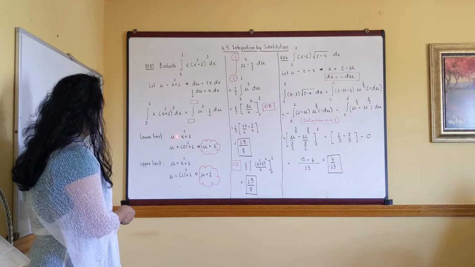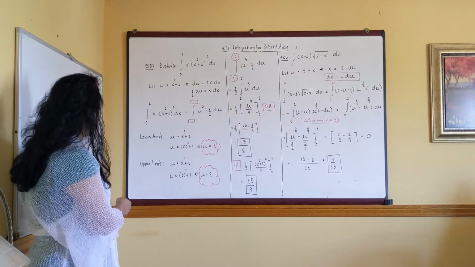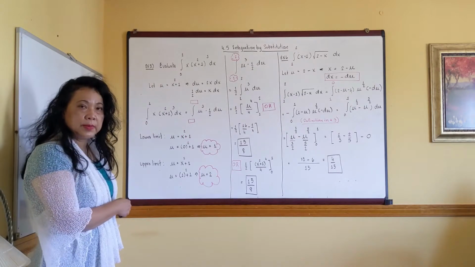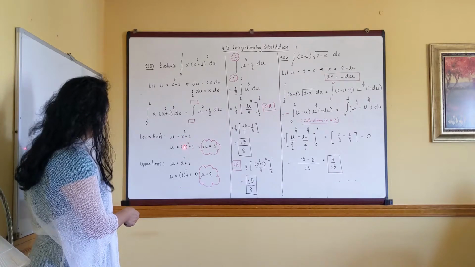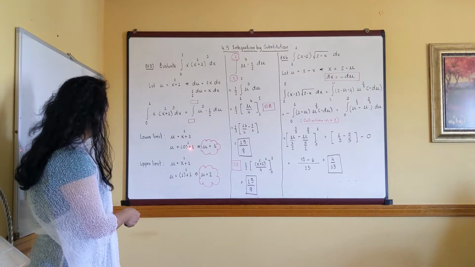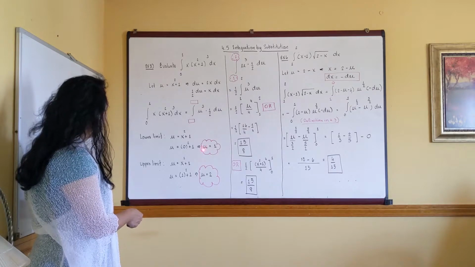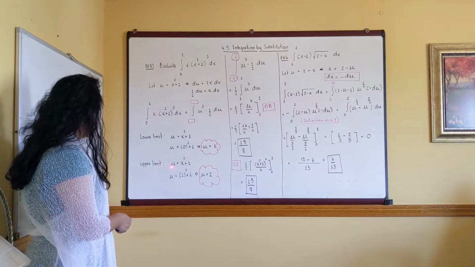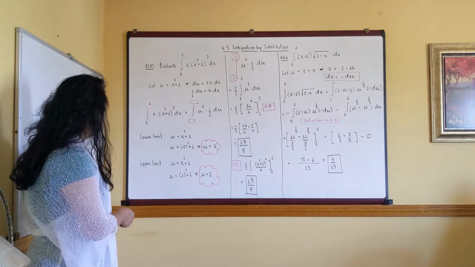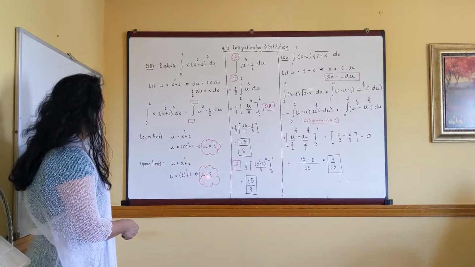My equation is u equal to x squared plus 1. My lower limit for x is 0. So if I substitute 0 for x, I get 0 squared plus 1. So my u on the lower limit will be 1. Same thing as the upper limit. I will substitute 1 for my x. My upper limit will be 2.